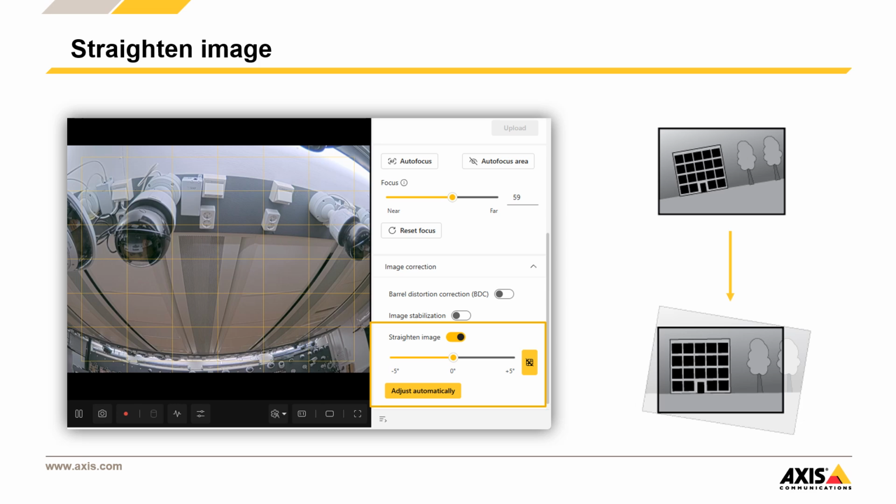While we always advise straightening the image during the initial installation process, there may be instances where mounting the camera perfectly level is not achievable. In such cases, the straighten image feature is a great help, allowing for adjustments to be made to compensate for any deviations from ideal positioning.